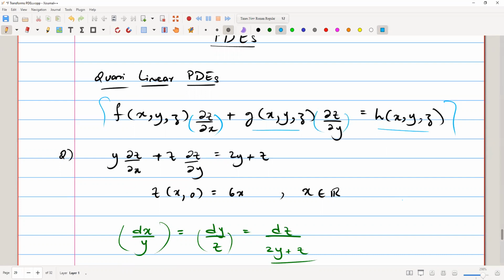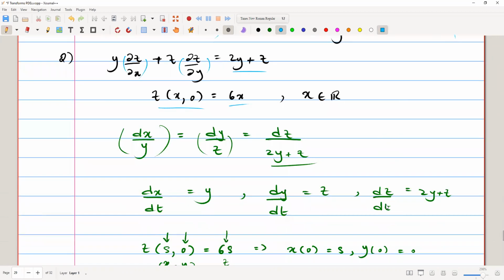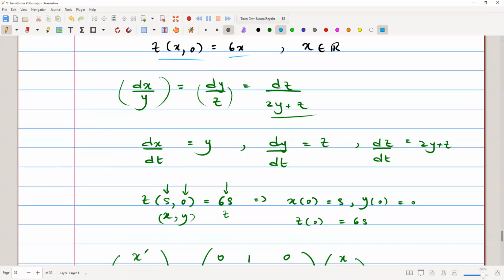some function of x, y, z. So we have a problem here that y times partial of x plus z times partial of y equals 2y plus z is the given equation, and the initial condition is z of x comma 0 equals 6x. So to solve these kinds of problems, first we need to construct the Lagrange form as usual. We did this in the previous lessons.